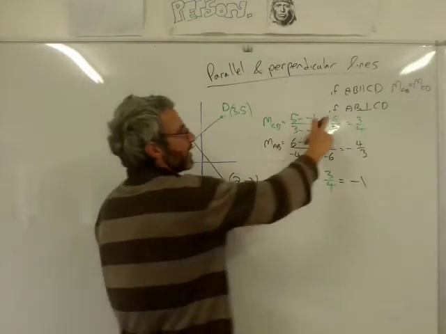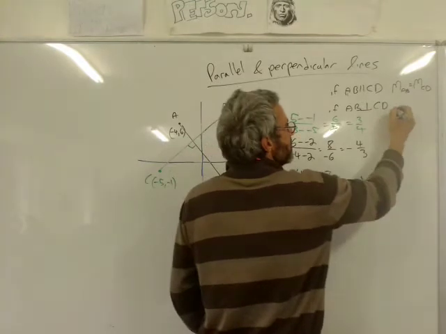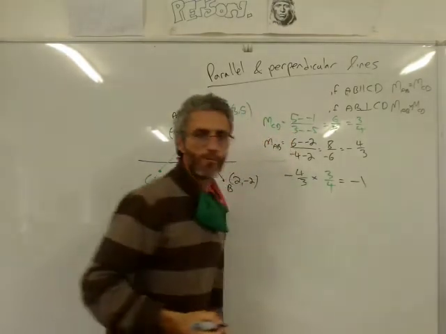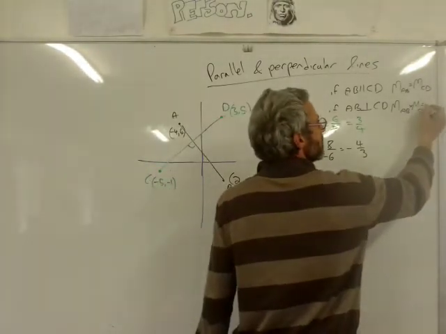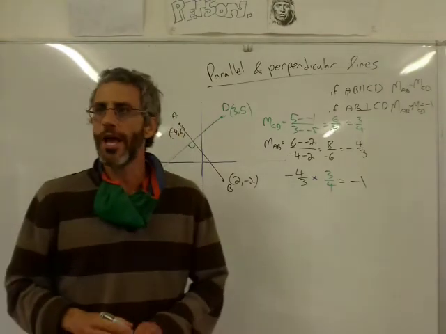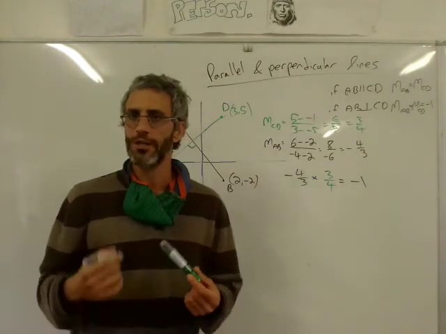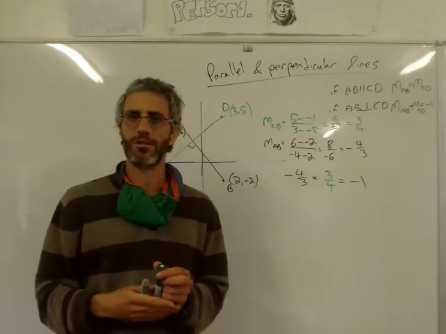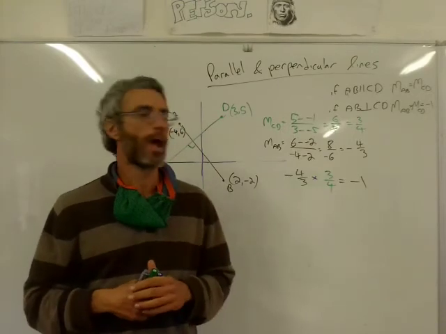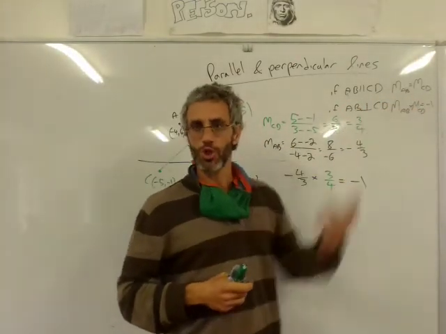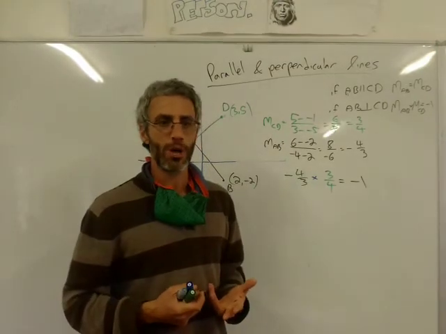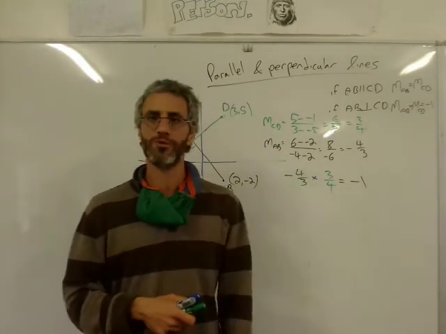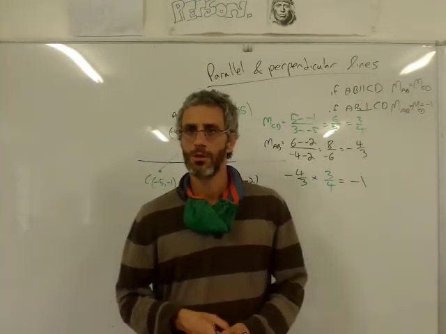So what do we find out? If AB is perpendicular to CD, then MAB times MCD, the gradient of one times the gradient of the other, will be equal to? Negative 1. Okay? So this way you can prove, if you are asked, that lines are parallel or perpendicular. If you have two lines and they ask you to prove that they're parallel, you just find the gradient of each one of them and you show they're the same. If you are asked to prove that they're perpendicular, you find the gradient of each one of them, multiply by each other. If you get minus 1, you prove it. Okay? So minus 1 will always be your answer.